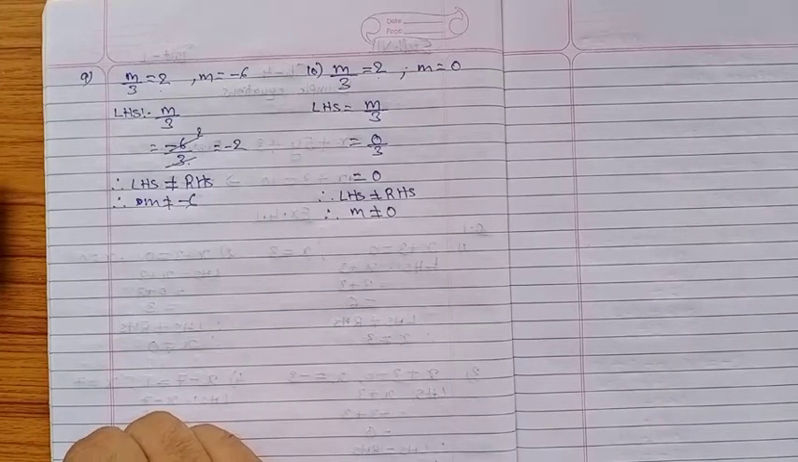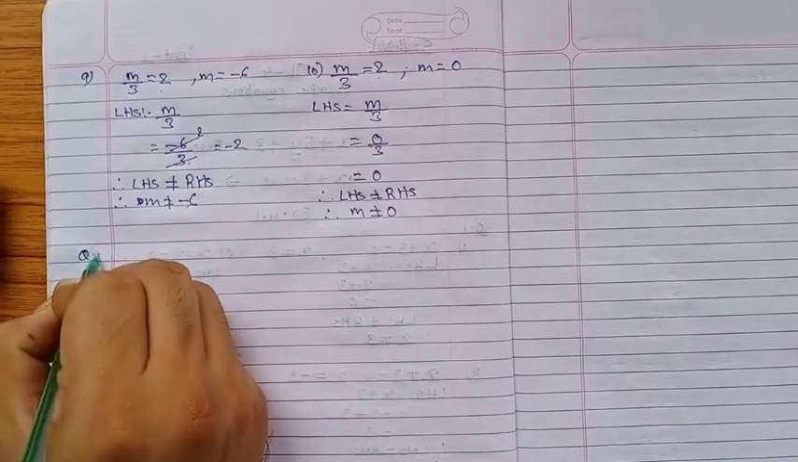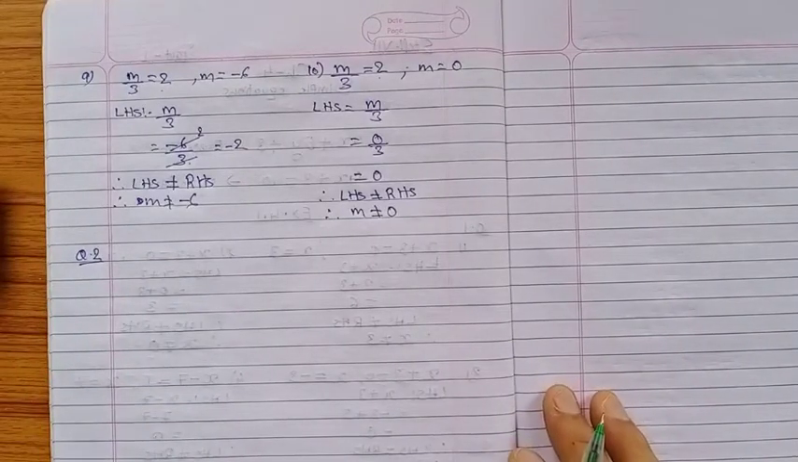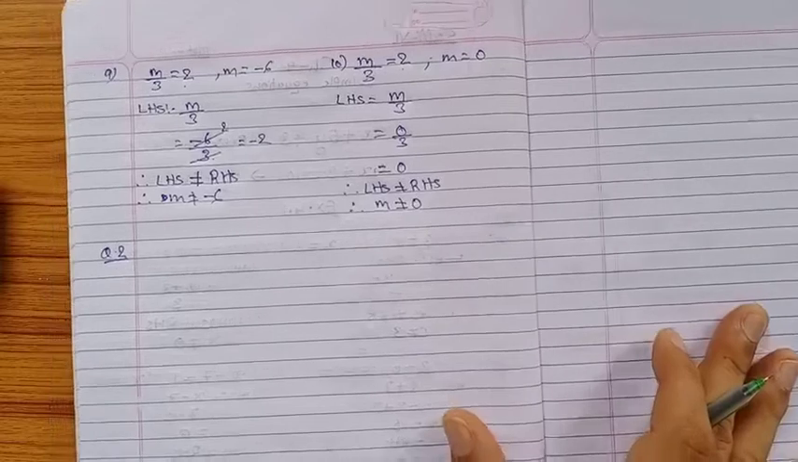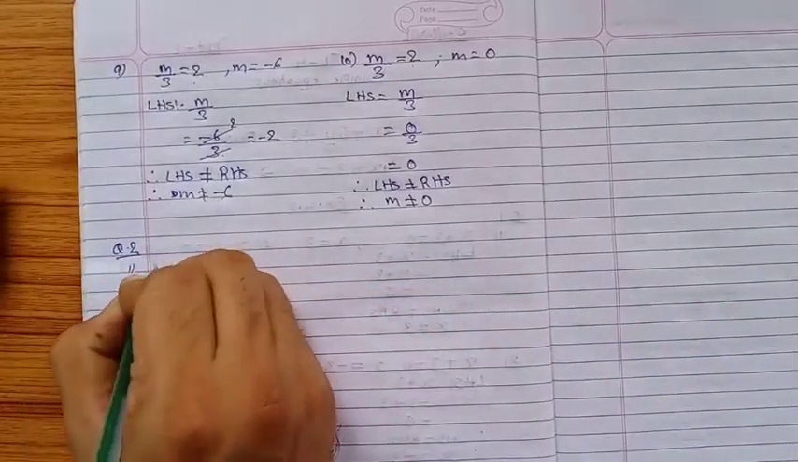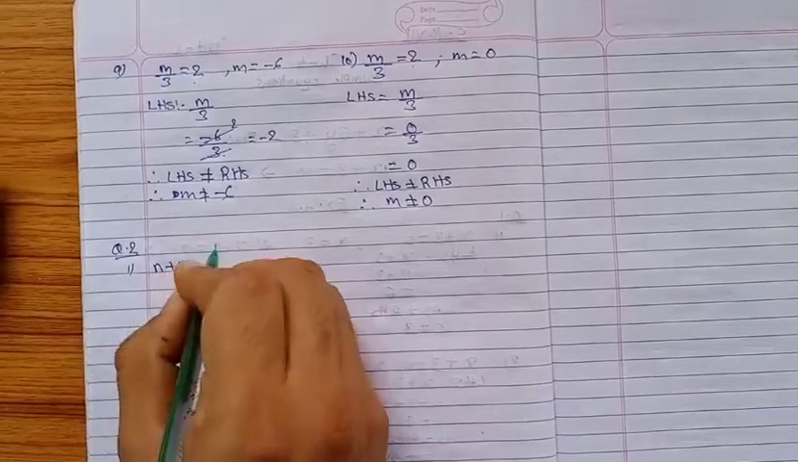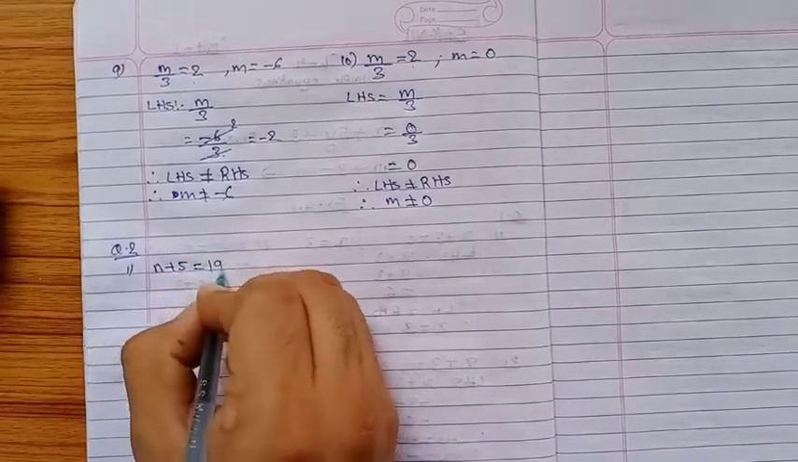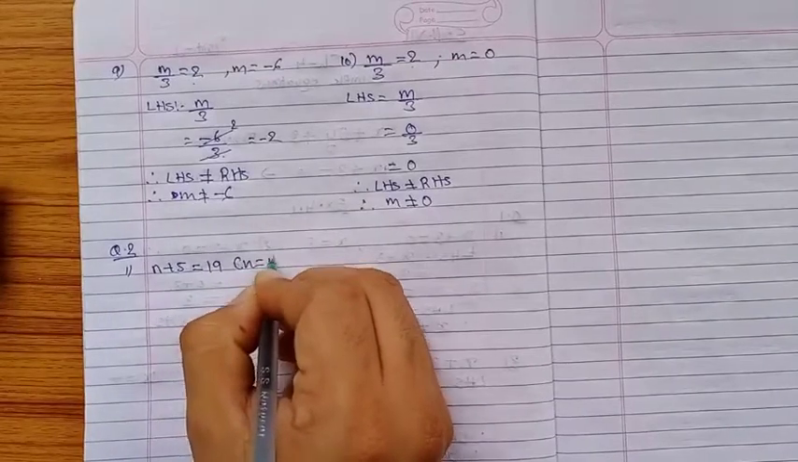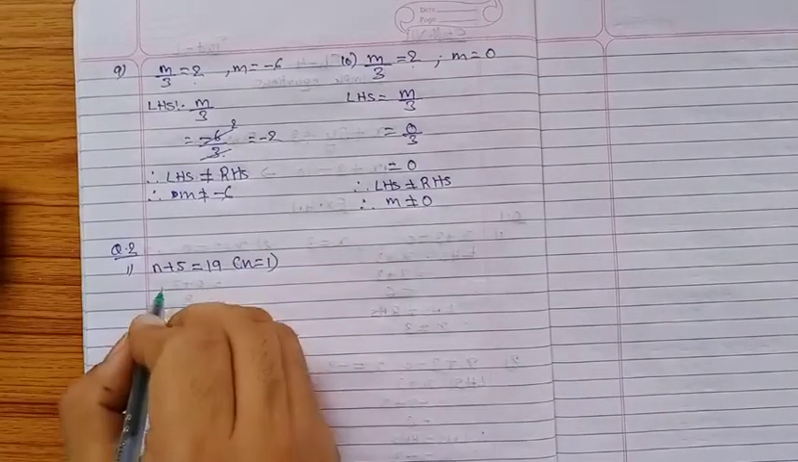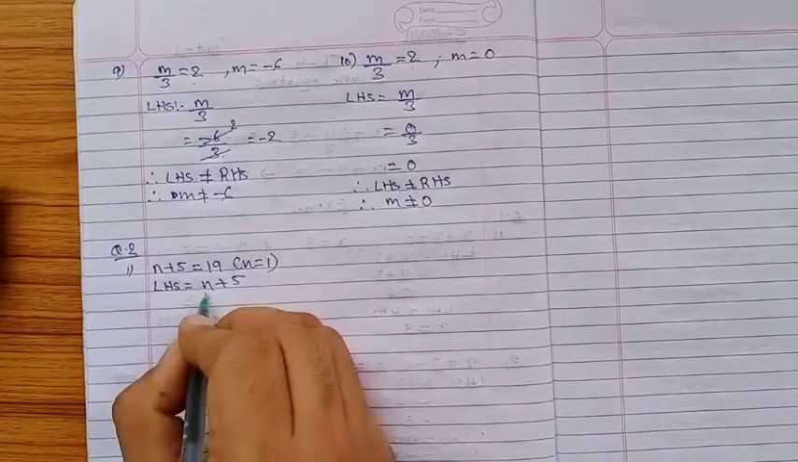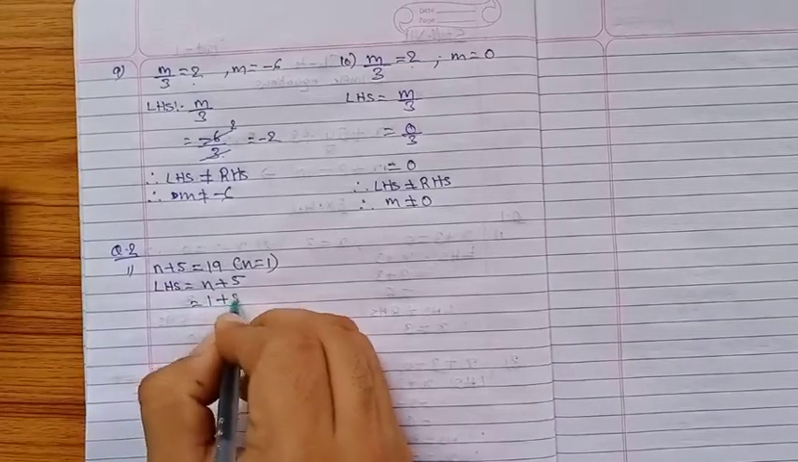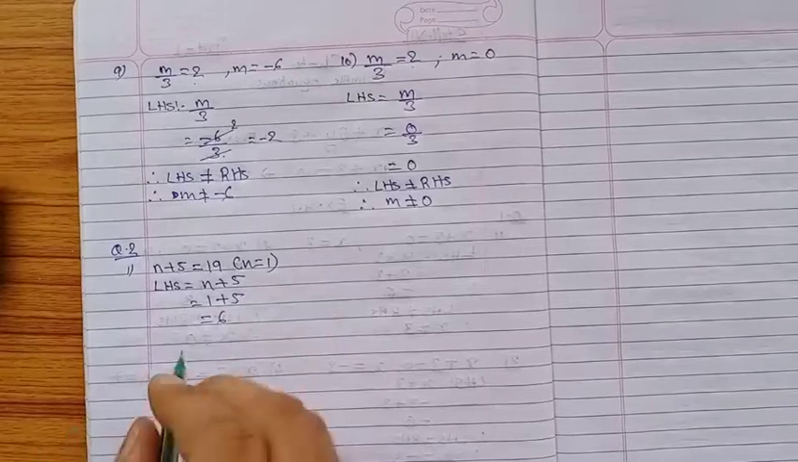Now again question number 2 is being given based on same type of equations. It is given, check whether the value given in the bracket is a solution to the given equation or not. So again equation is being given. First one, it's n plus 5 is equal to 19, where the value of n is given as 1. So what we have to do, the same process, LHS is equal to n plus 5. Now the value of n we are having 1 plus 5, which is coming as 6.